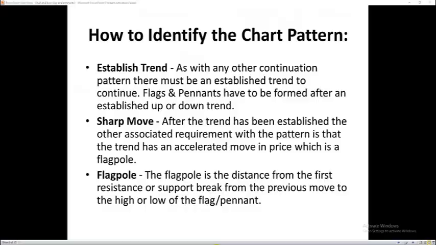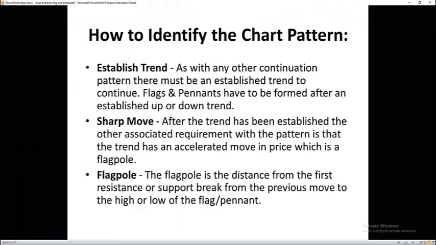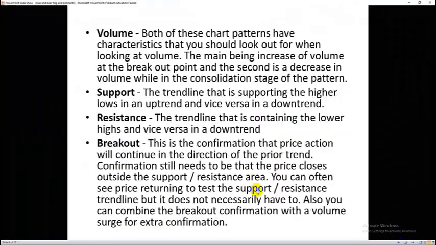The third one is the flag pole. They say the flag pole is the distance from the first resistance or support break from the previous move to the high or low of the flag or pennant. Now we are looking at the flag. This is the pole. This is the support line here. It could also be from the resistance. This is the resistance line here, all the way up to this place. This is what we call the pole, right? The pole. So now that we've established that yes, it has a pole, let's go over to the next, the volume.